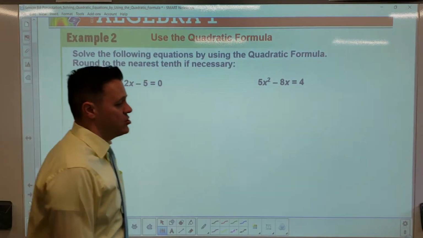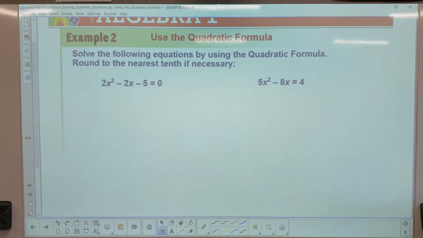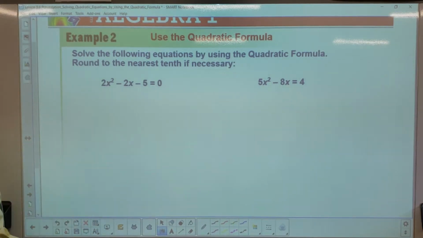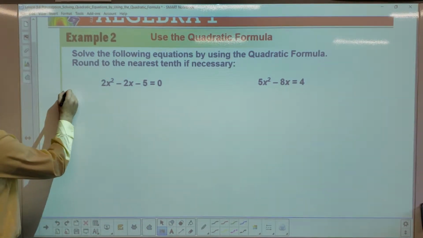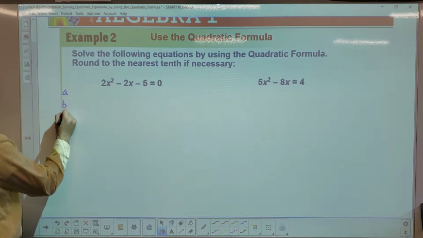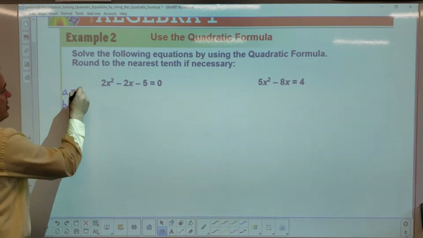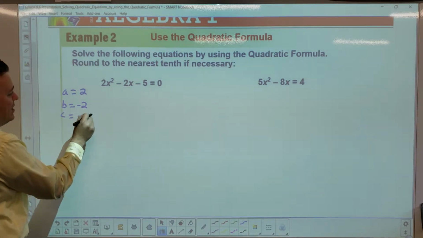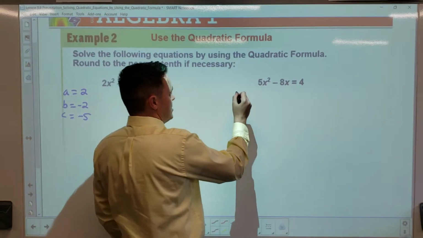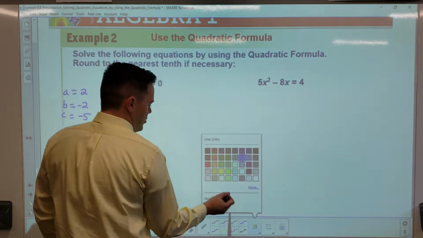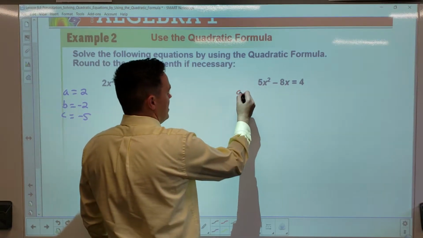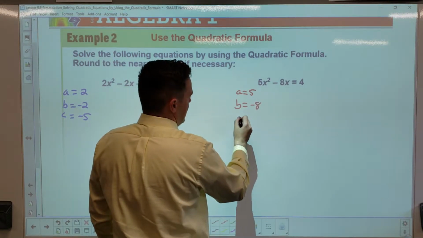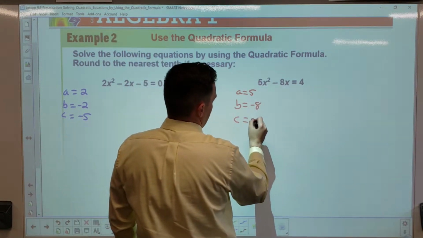All right, so this is another tricky part. What happens, ladies and gentlemen, if it is not perfect? What you'd want to do is set these up appropriately. So this one, A, B, C. The A value is 2, B is negative 2, C is negative 5. I never did this one in class, so we're going to do this one also. I'll change color to red. A is going to be 5, B is going to be negative 8, and C is going to be negative 4.